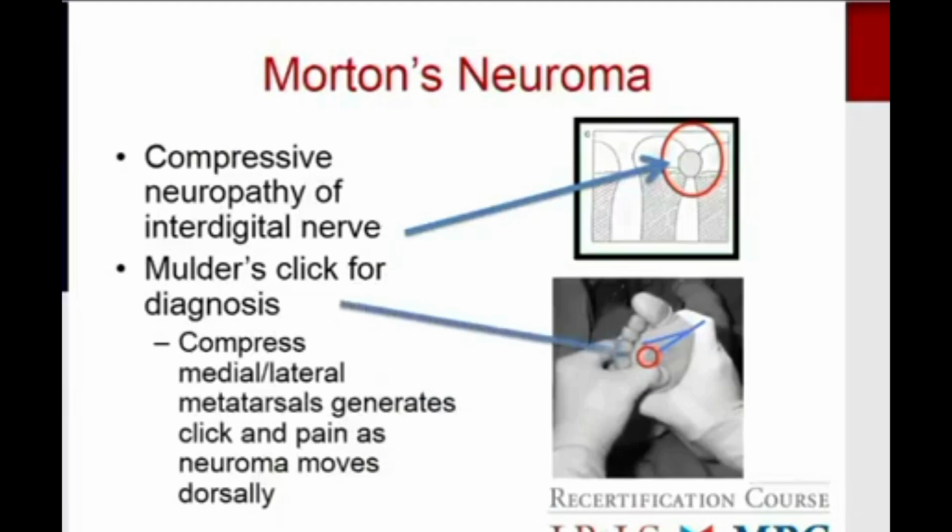So we choose the Mulder's click test, which allows us to essentially deliver that neuroma to the dorsum of the foot between the metatarsal heads, and then we squeeze them together as we're delivering that nerve to the plantar surface of the foot, and that creates a click and subsequent pain that radiates into those digits. That's the diagnostic test for Morton's neuroma.